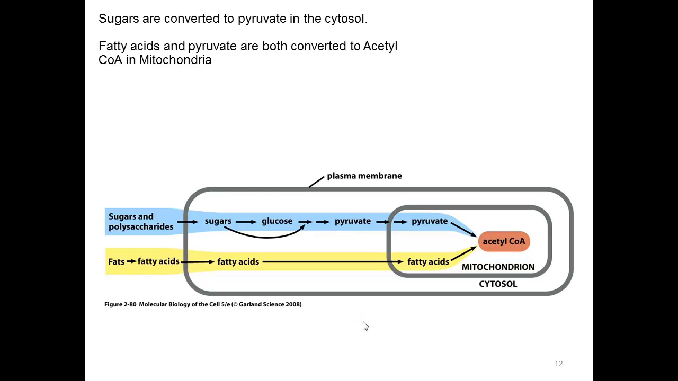And here's where we'll start the next lecture with acetyl-CoA, whether it's produced by glycolysis or by beta oxidation of fatty acids, entering into the citric acid cycle.